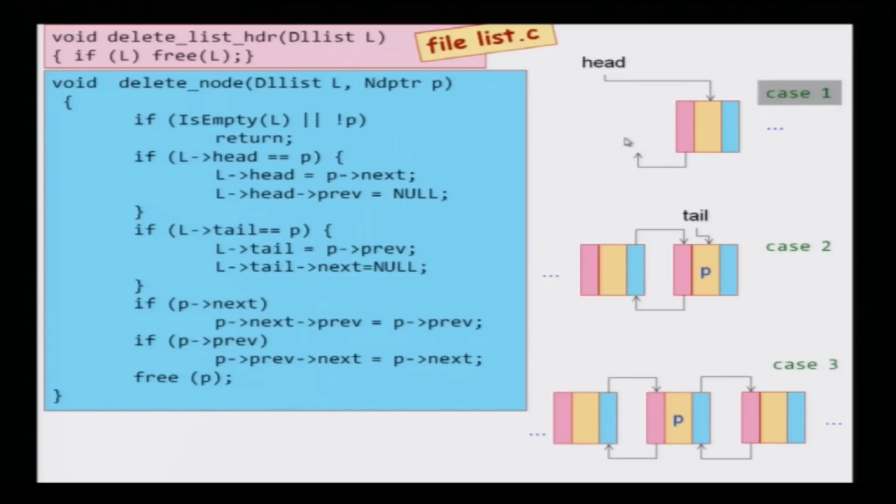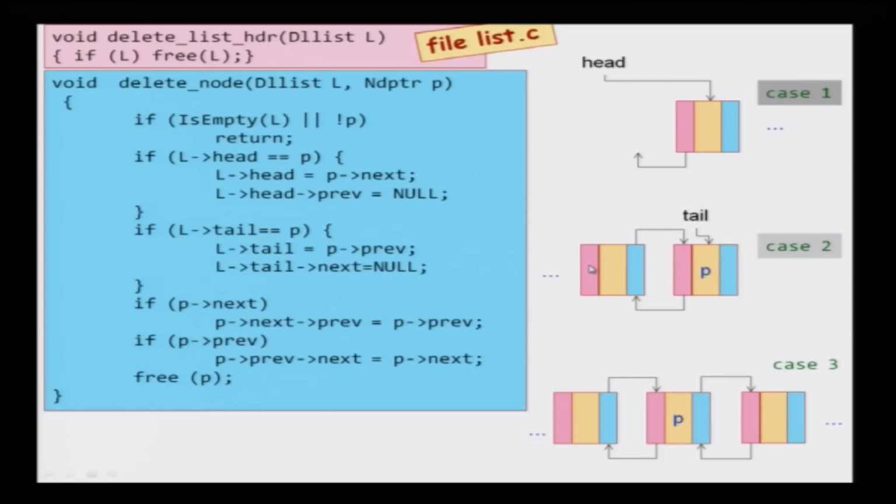So, now it does not point to anything and then you will free P. Okay. So, this is the first case where P, the node to be deleted, was the head of the list. Now, similarly, if you want to delete the tail of the list, what should you do here? The tail should go to P previous.